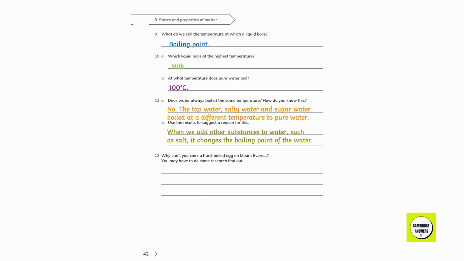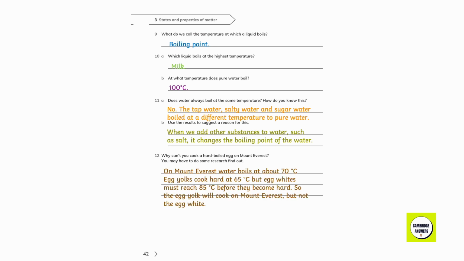Why can't you cook a hard boiled egg on Mount Everest? You may have to do some research to find out. On Mount Everest, water boils at about 70 degrees centigrade. Egg yolks cook hard at 65 degrees centigrade, but egg whites must reach 85 degrees centigrade before they become hard. So the egg yolk will cook on Mount Everest but not the egg white.